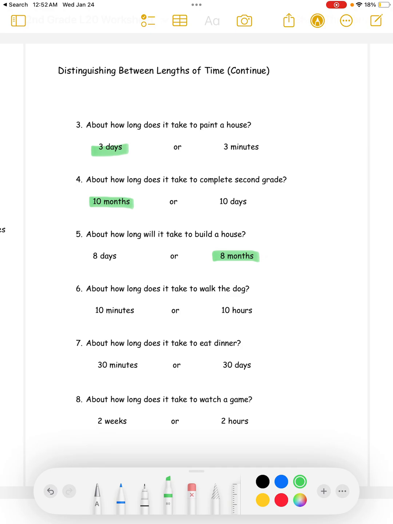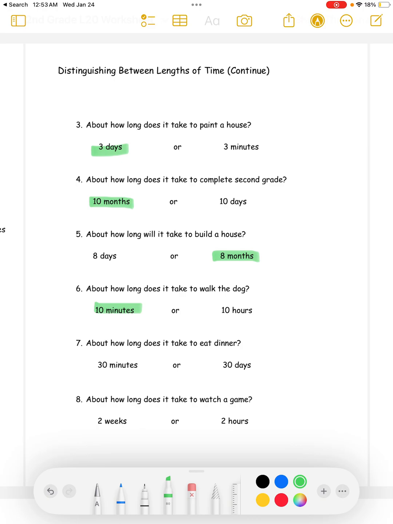Question number 6. About how long does it take to walk the dog? 10 minutes or 10 hours? We wouldn't be walking our dog for several hours because you and the dog will get very tired. So 10 minutes is the reasonable answer.